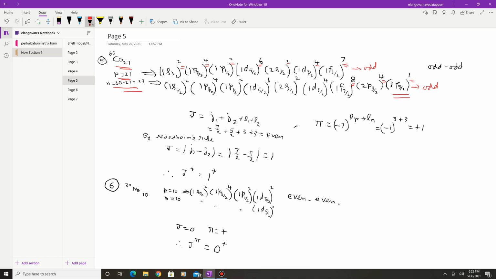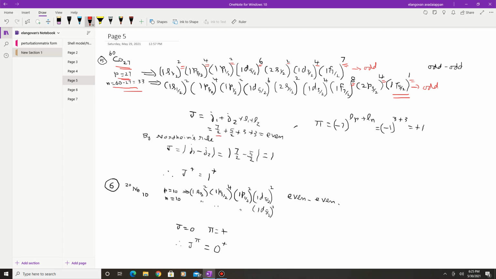This is 1f 5/2. So using that diagram, you can easily fill. First draw the diagram, and from the diagram you can write the sequence very easily. Now, since it is an odd nucleus, find J1 plus J2 plus L1 plus L2.